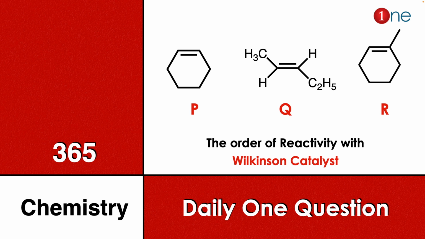Here three different compounds are given. P1 is cyclohexene, Q1 is an alkene in trans form, and R is a cyclohexene with a side methyl group. You have to arrange these three compounds by their reactivity with Wilkinson catalyst.